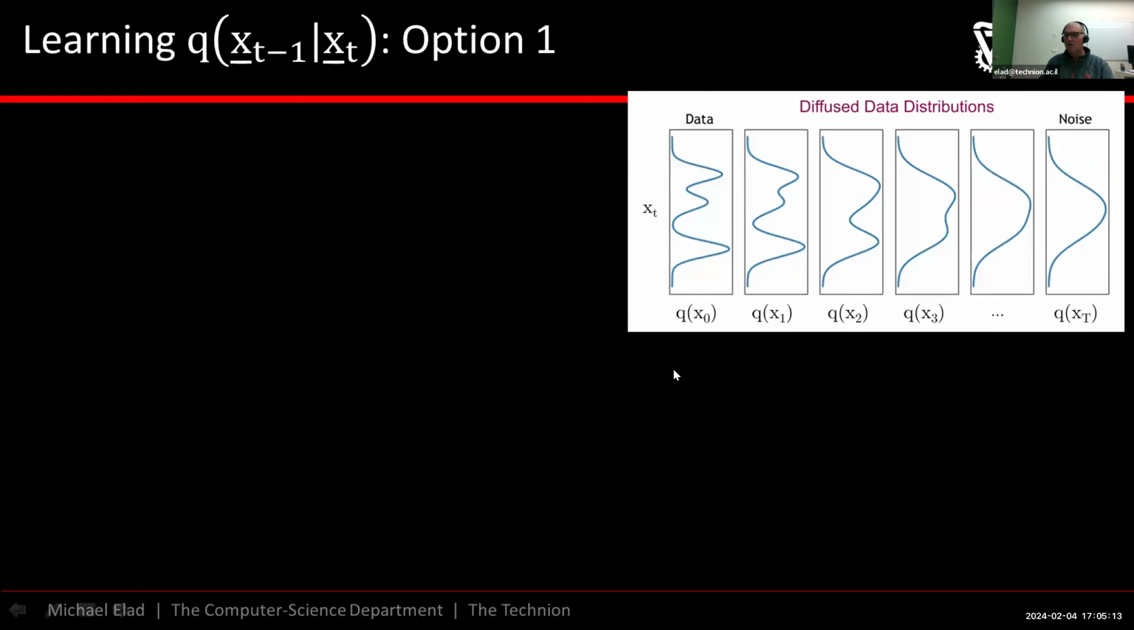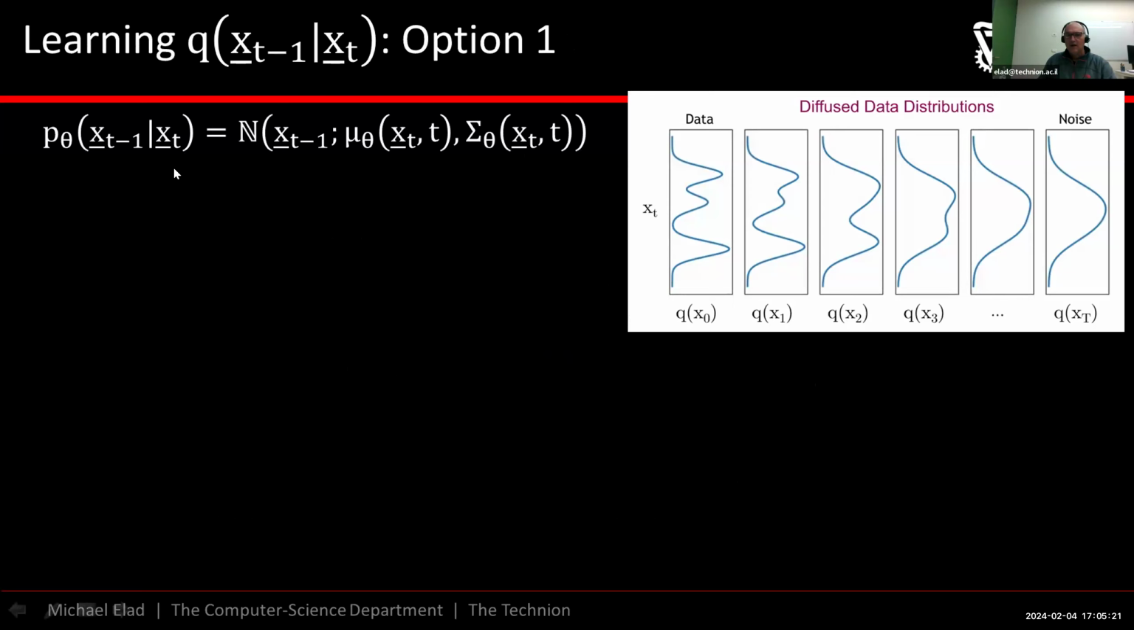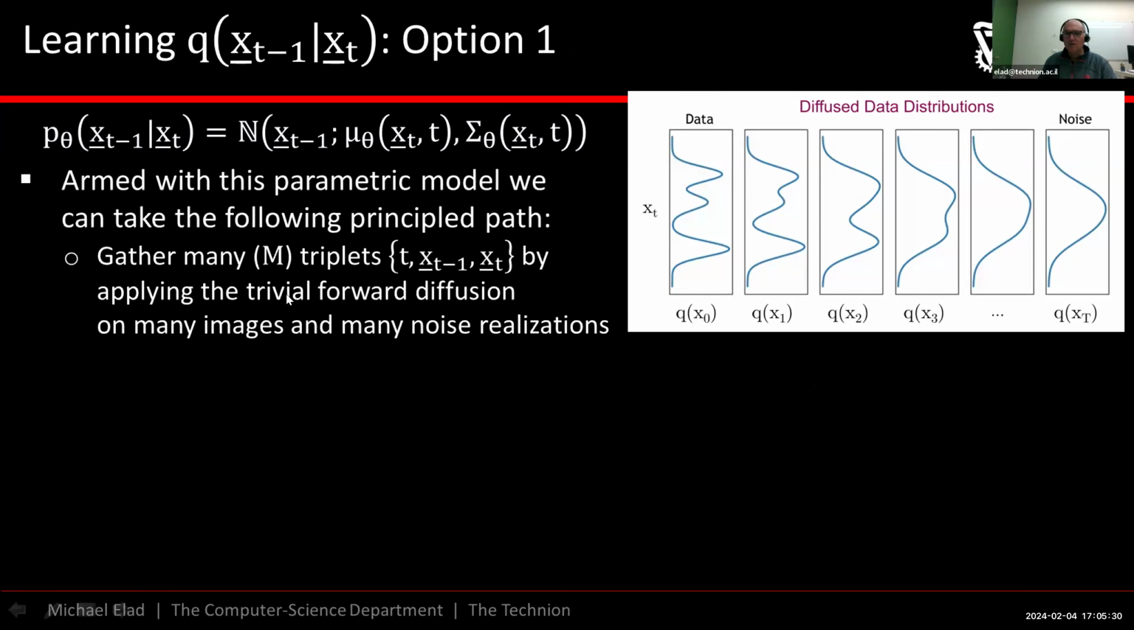Okay. So the first option is quite intuitive. It says the following: you are thinking of this probability as a Gaussian. Great. So let's fit a Gaussian to data. Here is what I'll do.